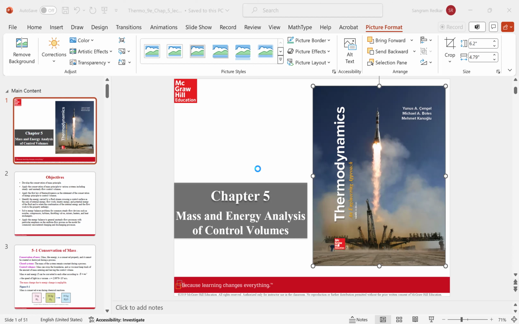So if you want to work out the problems, what you need to do is look at the intake, inlet, and the outlet, and find out the heat interaction, work interaction, heat interaction, work interaction, and the total energies. A word of caution: even though I have shown Q in, W in, Q out, W out, the sign convention still holds.